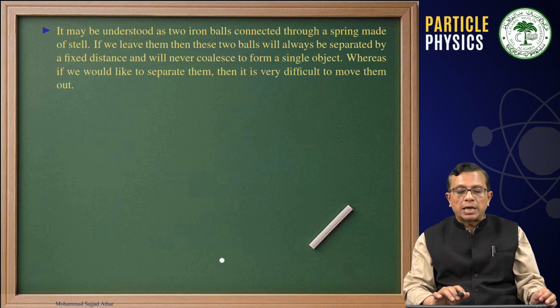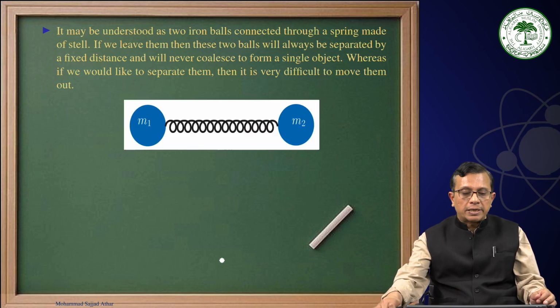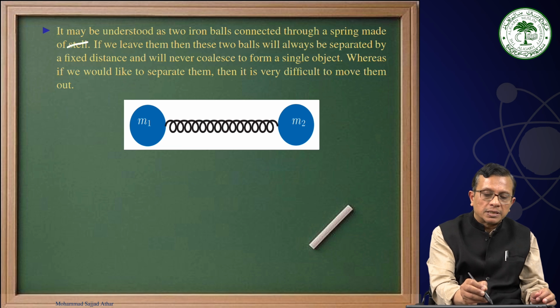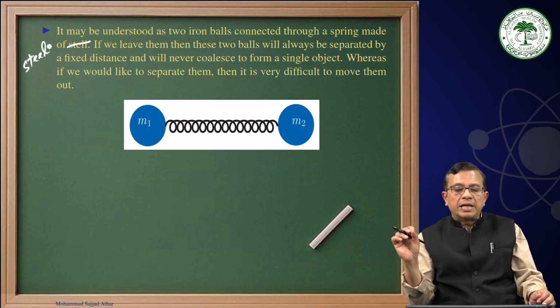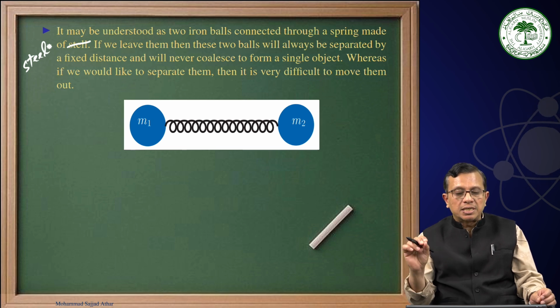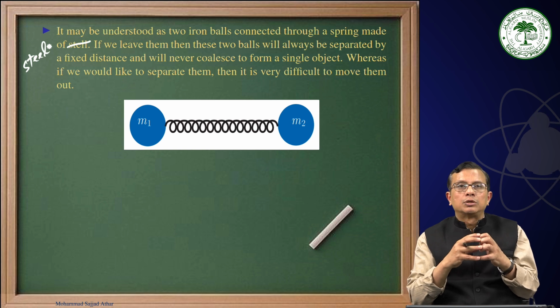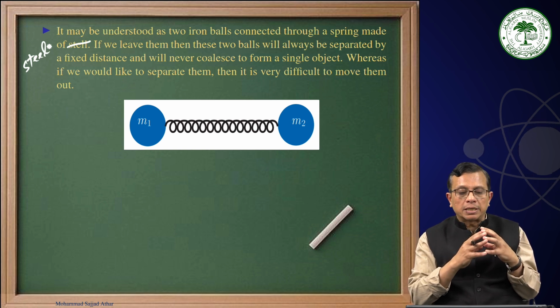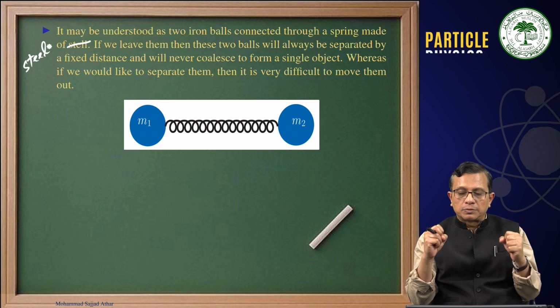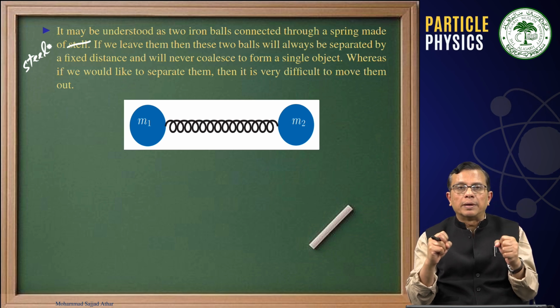It may be understood as two iron balls connected through a spring made of steel. If we leave them, then these two balls will always be separated by a fixed distance and will never come together to form a single object. Whereas if we would like to separate them, then it is very difficult to move them out.